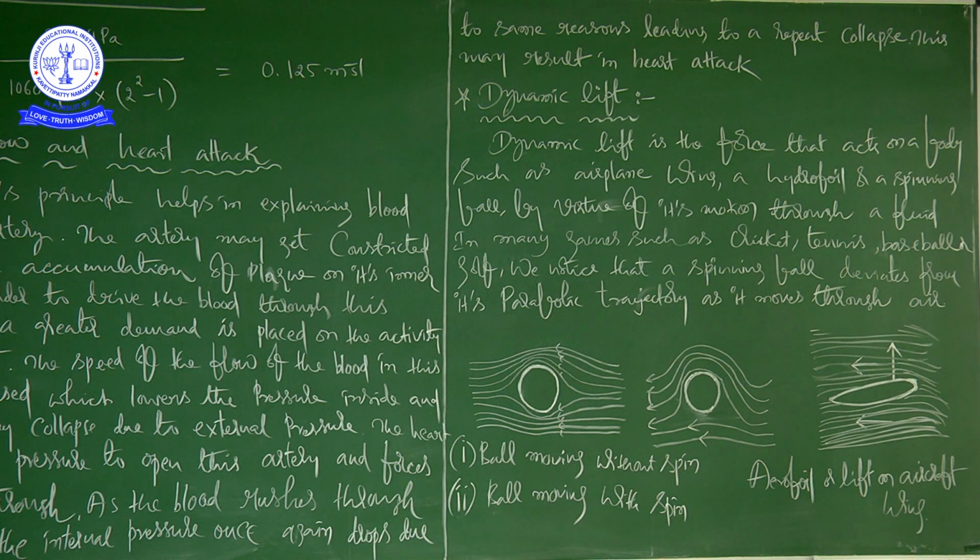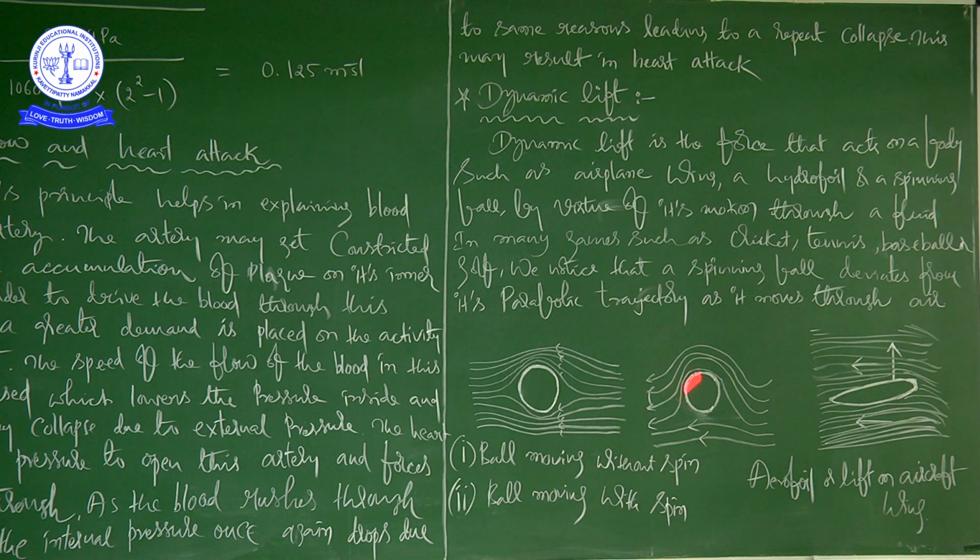What he is saying is, here and here, the velocity of the air molecules is the same. When the speed of the air molecules here and here is the same, the pressure difference is zero. So the air therefore exerts no upward force or downward force on the ball. That is the reason the ball is moving without spin. Now we are going to see the ball moving with spin.